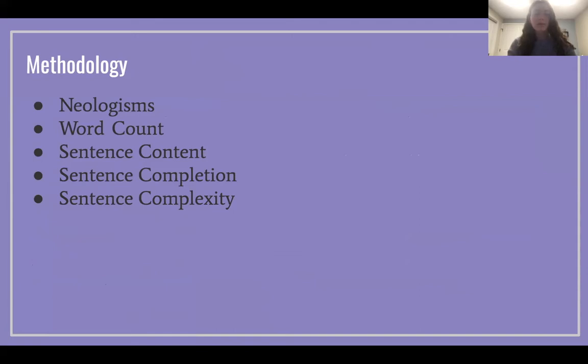Word count, sentence content, sentence completion, and sentence complexity were also recorded. If an error fit in both an aphasia and bilingual category, they were counted in both. Each sentence was recorded for the presence of errors and individual statistics about both of them.